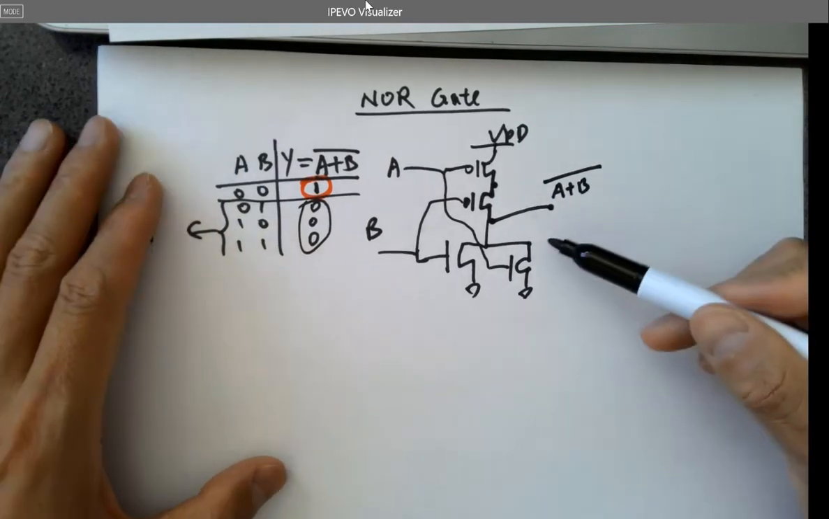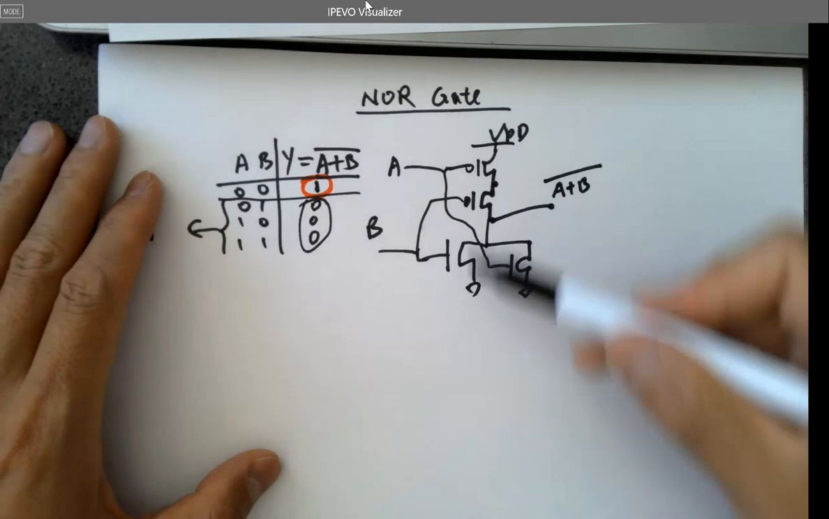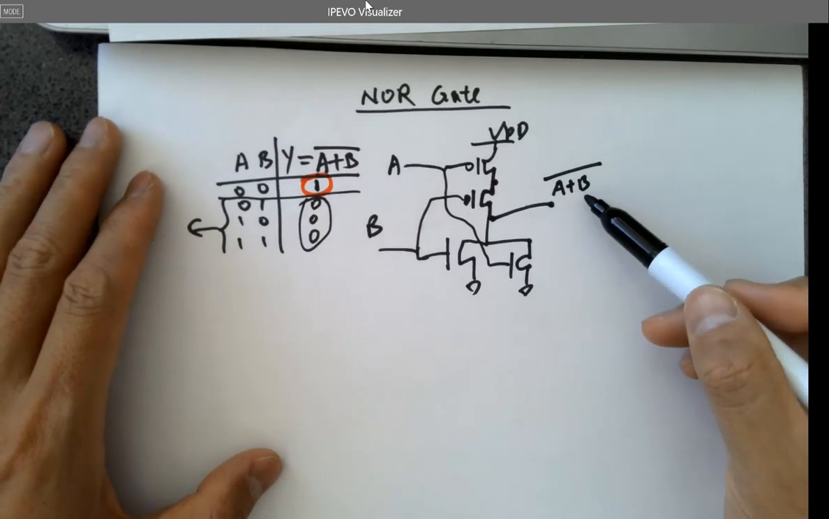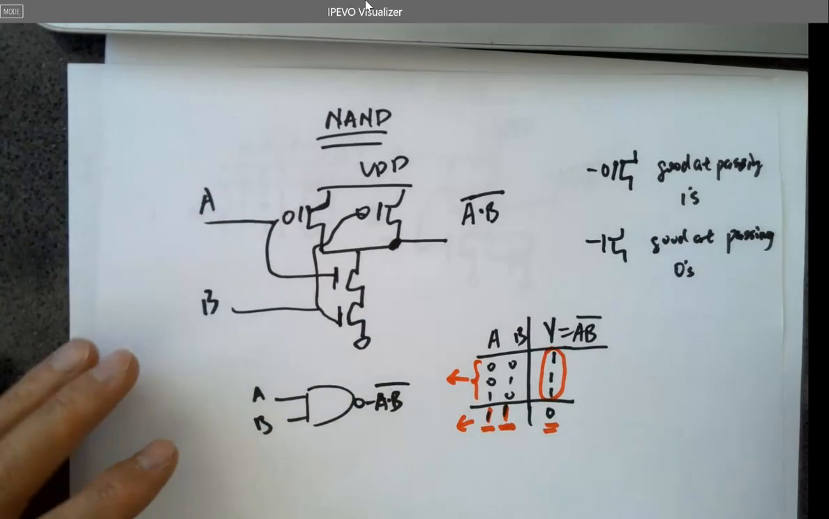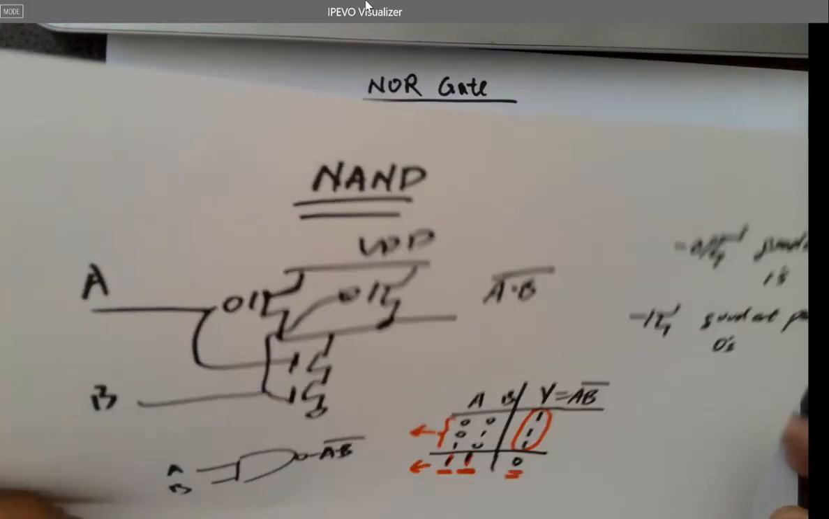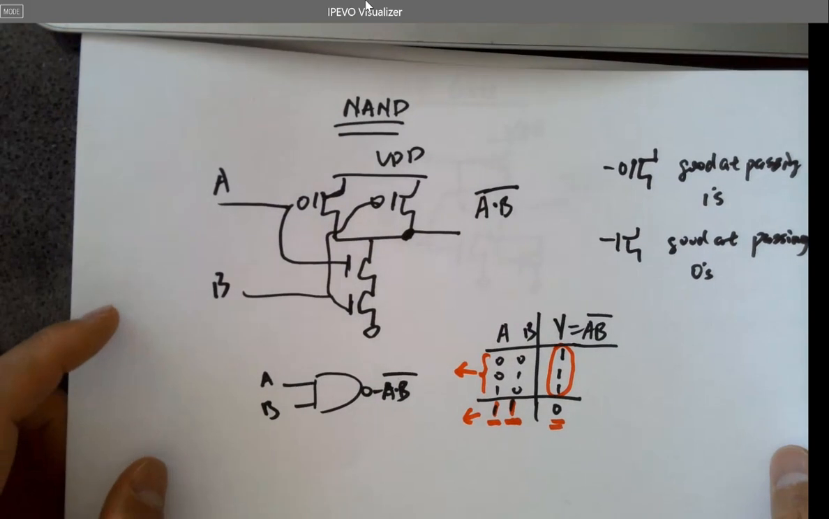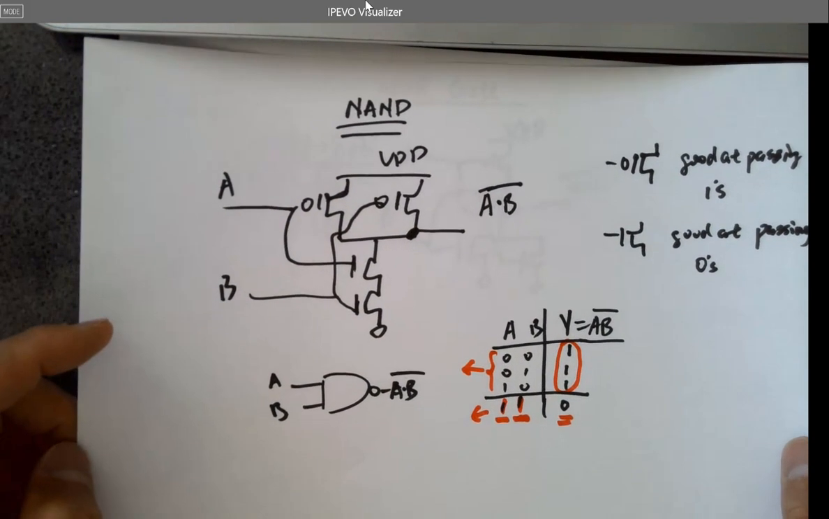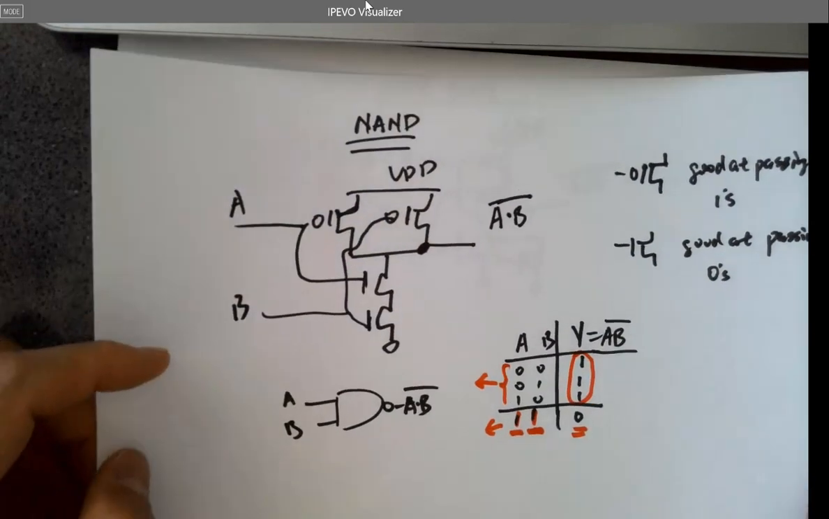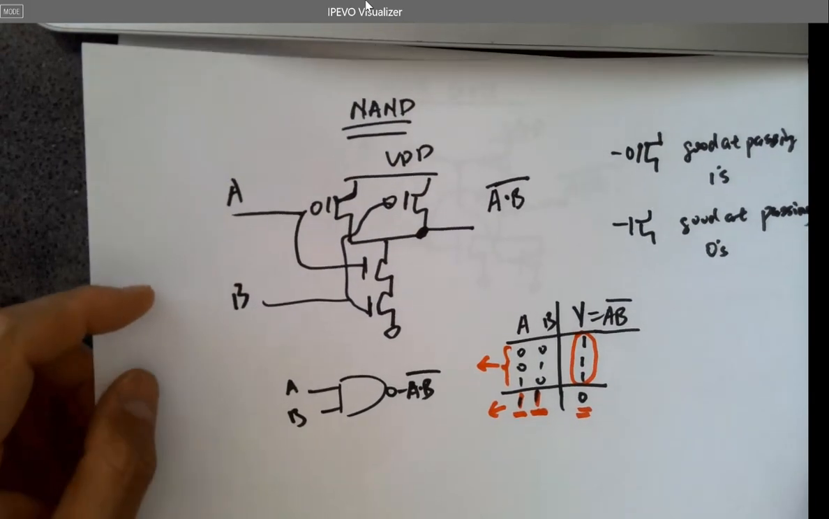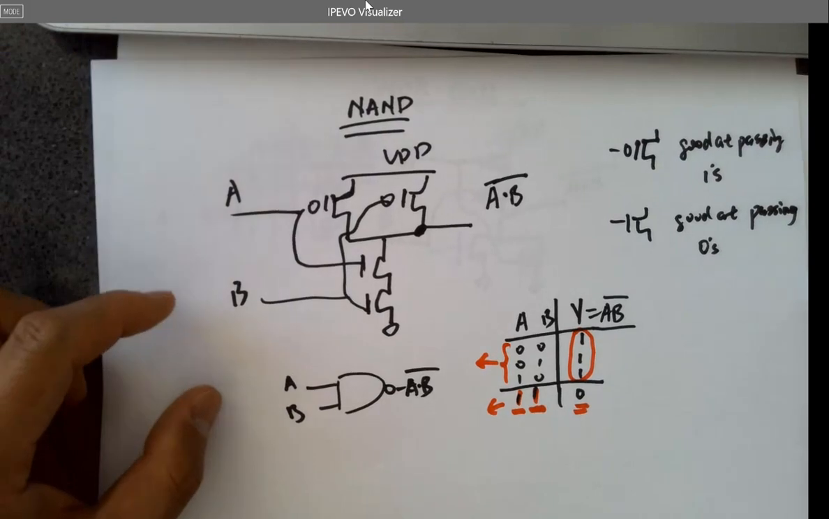Is that interesting? We design a circuit and it turns out to be a NOR. And we design a circuit like this, it turns out to be a NAND. But the most popular gates seem to be OR and AND. But can you make an AND gate easily from this?